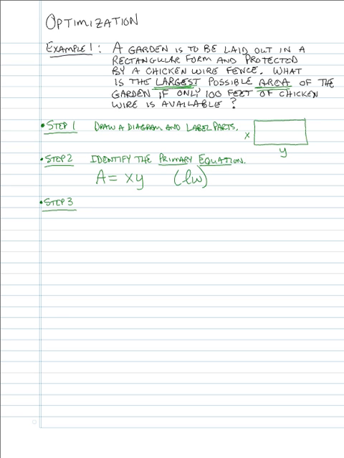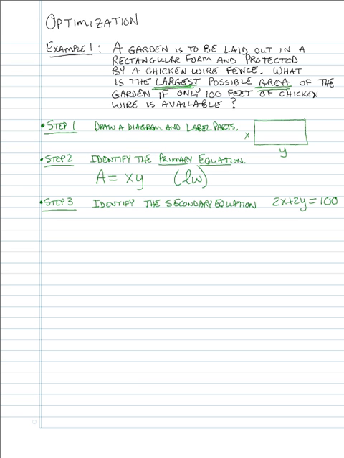So as we look at the original problem, there's some more information. And so what we're going to do is identify any other equations. In this case, I'm going to call them secondary equations, or a secondary equation. Now here's what we know: for the garden, we only have 100 feet of chicken wire available. So that means the perimeter can't be more than 100 feet, can it? And the perimeter we would calculate is, we've got two sides of x and two sides of y. And so we have 2x plus 2y is going to be 100. That's our secondary equation.